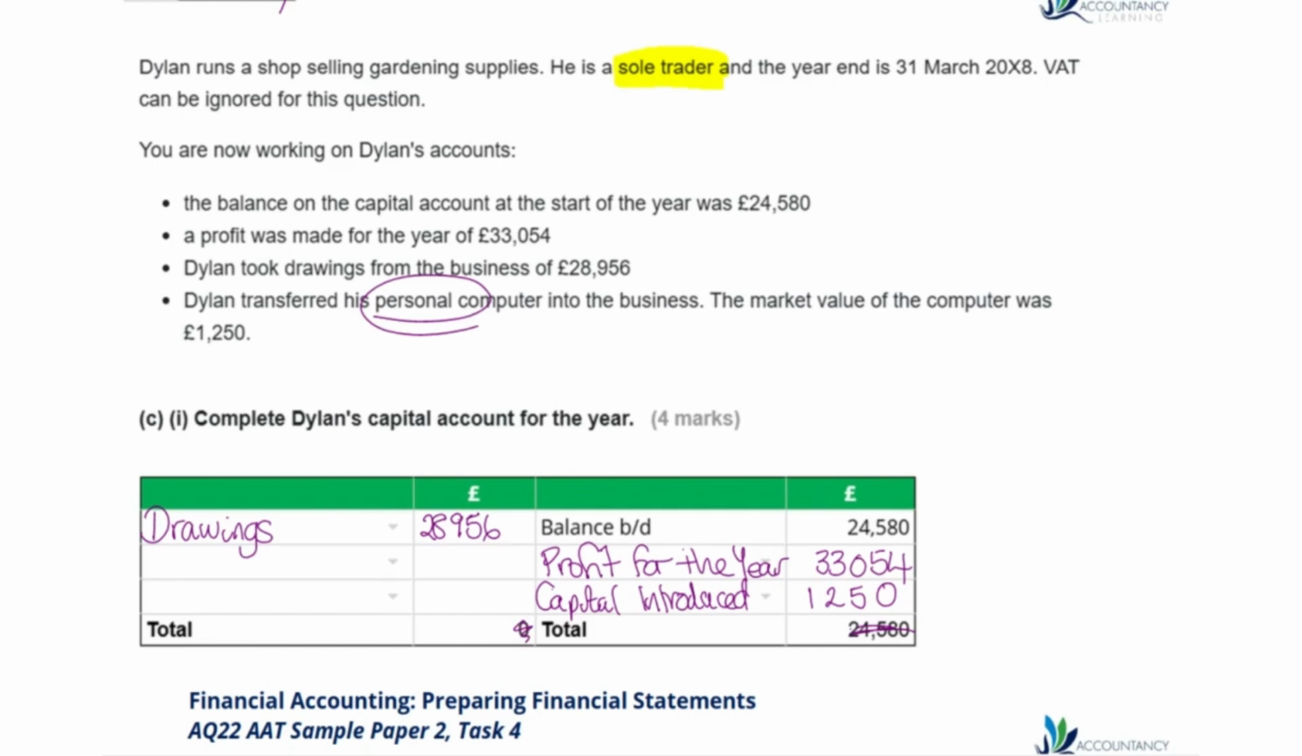So we've got a higher debit side to credit side of 58,884. So we are going to want to balance that off. So our balancing figure then will be balance carried down of 29,928.